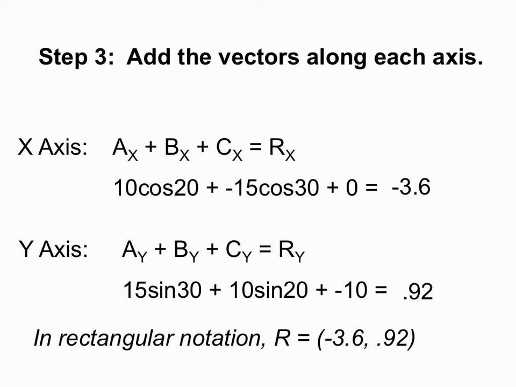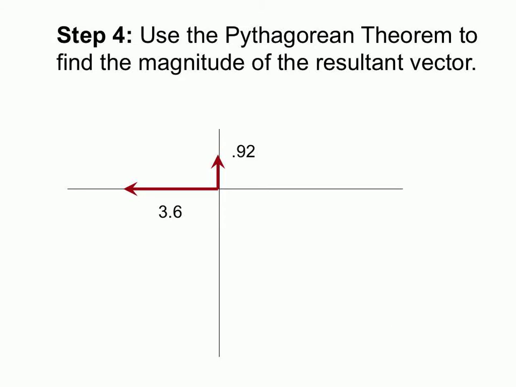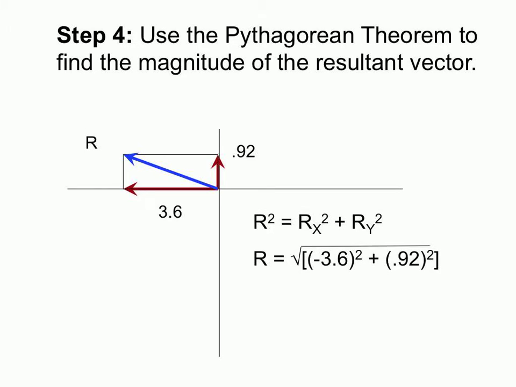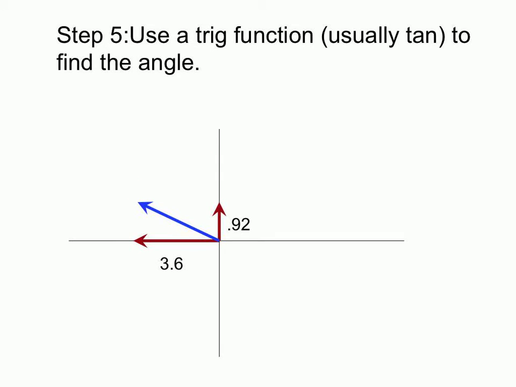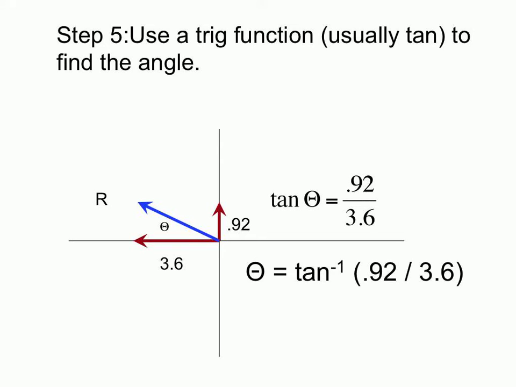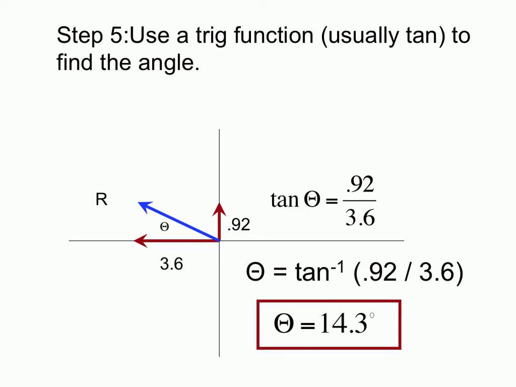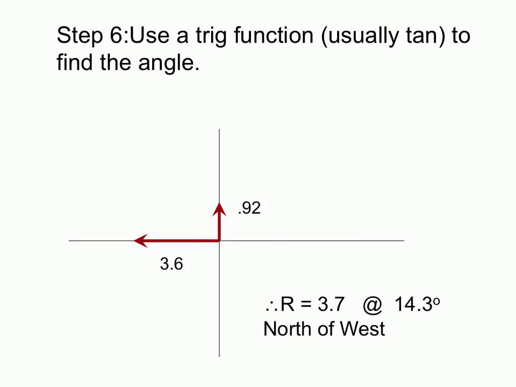In rectangular notation, we can write the resultant, but we're not done because we still need to find what that resultant vector really is, like what's its magnitude and direction. So the Pythagorean theorem gives us the magnitude. For the direction, you've got to use trig again. And this time it's an inverse trig function to get the angle. And that's how you follow the steps to get the resultant vector.